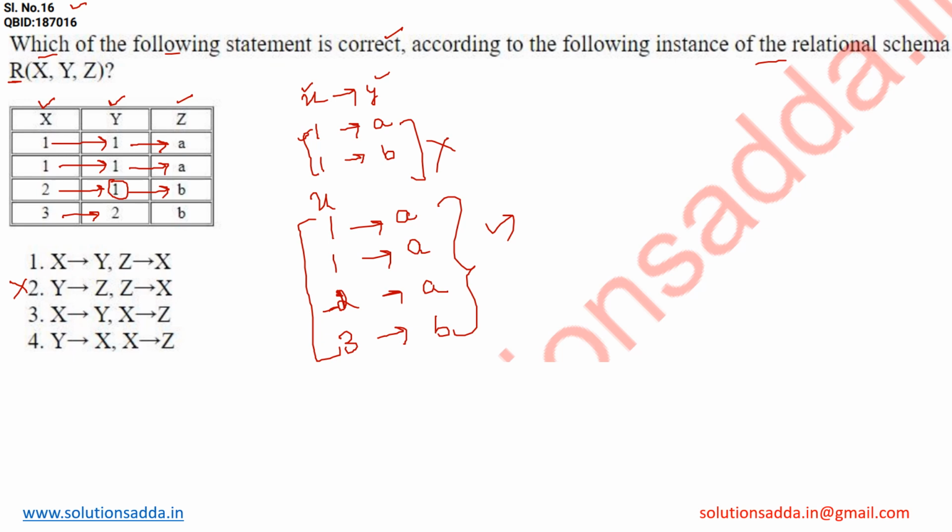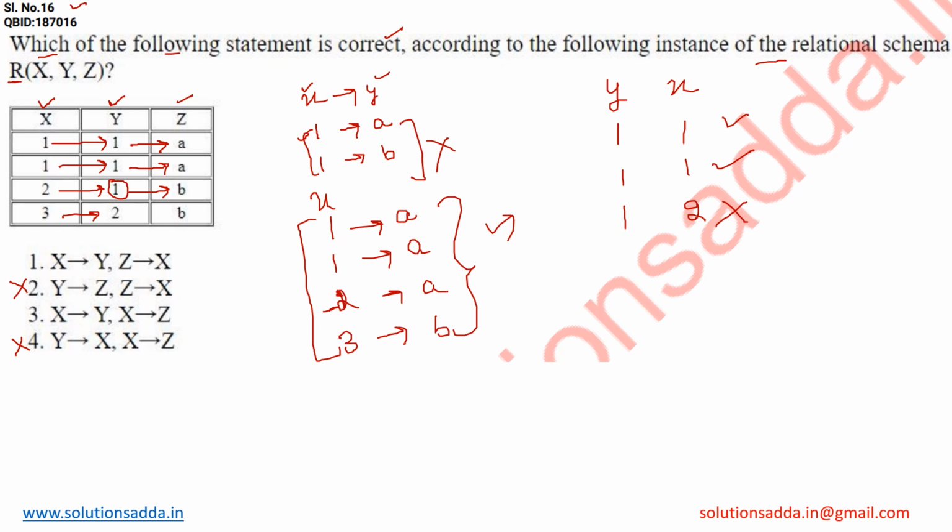Let's check whether Y determines X or not. When the value of Y is 1, I am writing here Y and X. Observing this table, when the value of Y is 1 and the value of X is 1, acceptable. When the value of Y is 1, again the value of X is 1, acceptable. Whenever the value of Y is 1, and here you can see the value of X has changed, it is now 2, which is not acceptable. So Y does not successfully determine the value of X. We can eliminate this option as well.